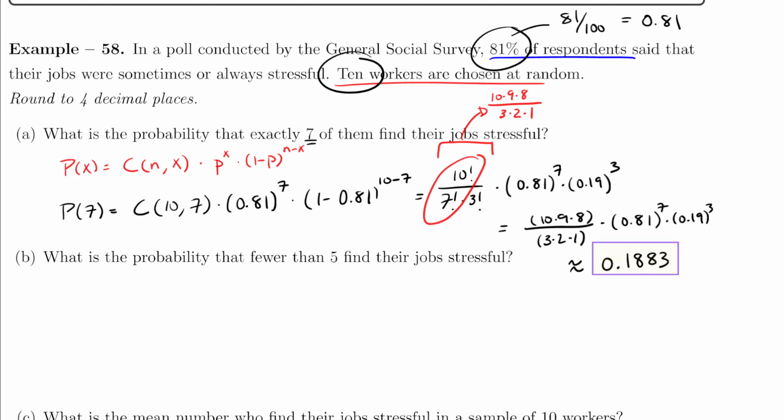Now the next problem, what's the probability that fewer than 5 find their job stressful? Take a moment and think through what would be the verbal description of how you solve this problem step by step. What would you do first? Then comes what? Then comes what? Okay. Fewer than 5. That's the type of phrase that we say, hold on, I need to translate that in context. Fewer than 5 means less than 5.